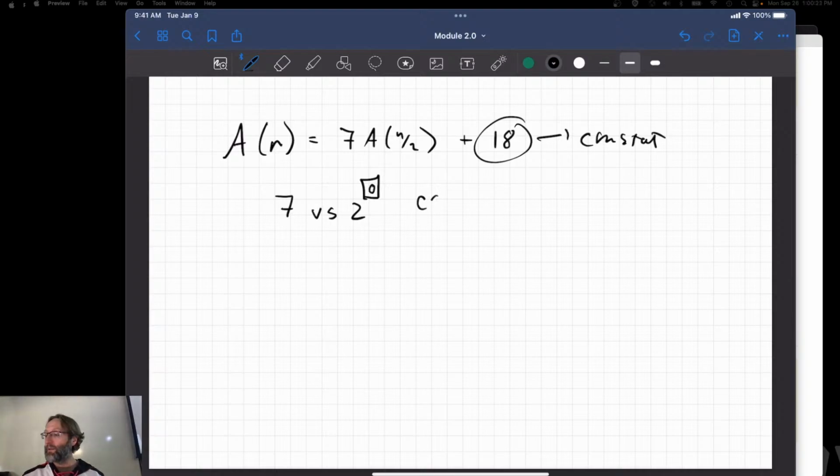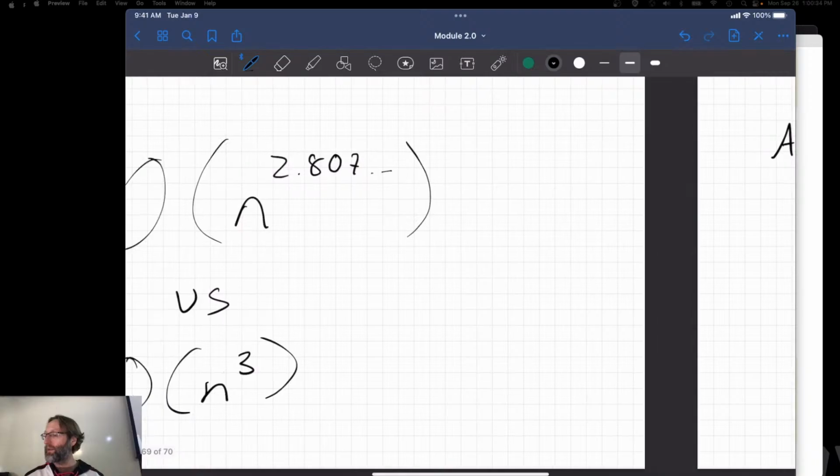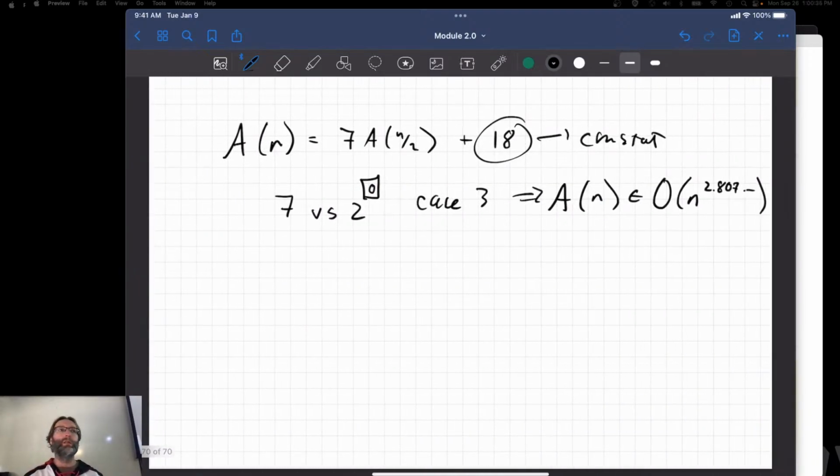And again, case 3 implies that the number of additions is going to be order n to the 2.807 and change, or whatever it was. 807? Yeah, 807 and change. Right. So according to the master theorem, you are winning on both additions and multiplications.